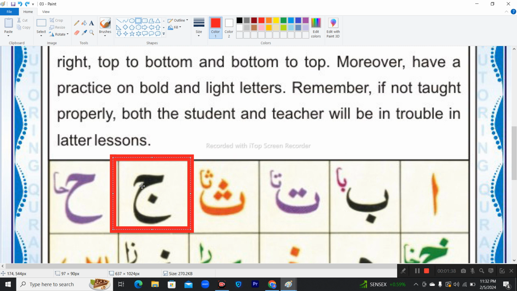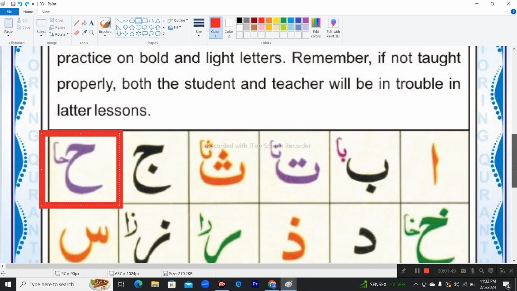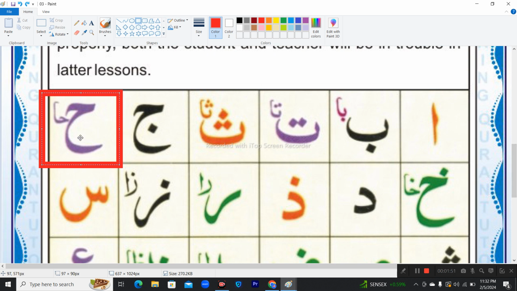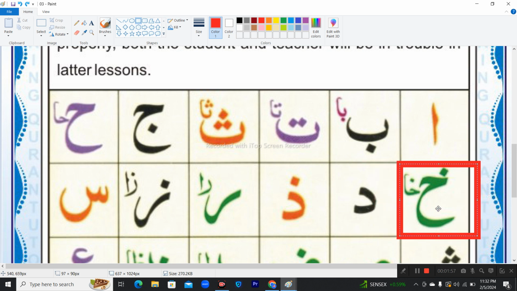So the next letter is Jeem, and Jeem has one dot in the middle, in the tummy. And the next letter is Ha. Say Ha, and Ha has no dot, zero dot. And the next letter is Kha, and Kha has one dot on the top.